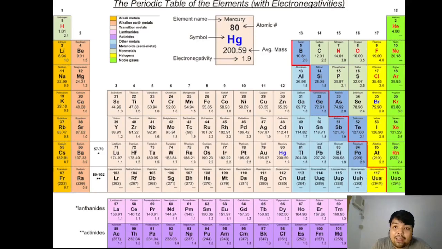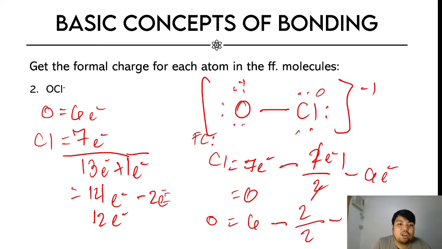Now, which kind of makes sense, because if you look at, again, our periodic table, oxygen is more electronegative than chlorine. Oxygen has an electronegativity of 3.5, while chlorine has an electronegativity of 3.0. Therefore, it makes sense that we put the negative formal charge on the oxygen atom.